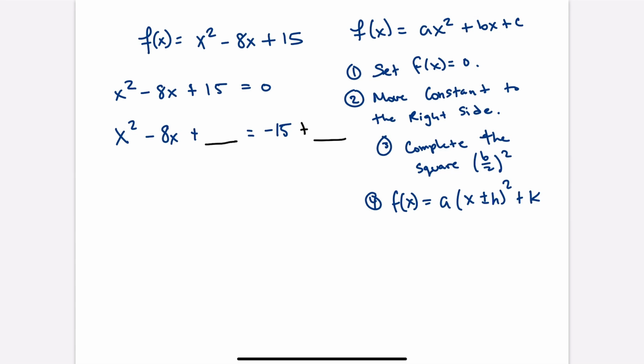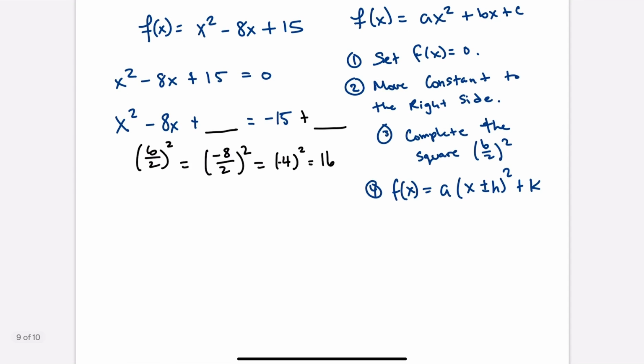So here we have b divided by 2, and when you're starting, I would recommend always using letters first. So b divided by 2 squared. And then here we have negative 8 divided by 2 squared. And remember, anything squared is positive. That's going to be negative 4 squared, which is just 16. Okay, so we add 16 to both sides. All right, and that's kind of like the gist of completing the square.